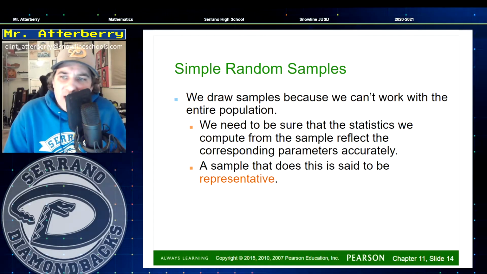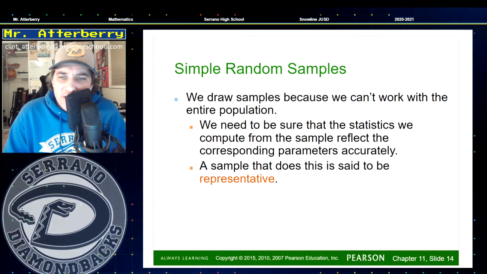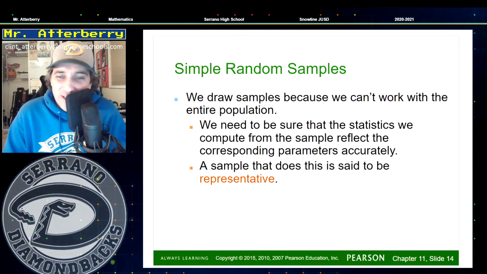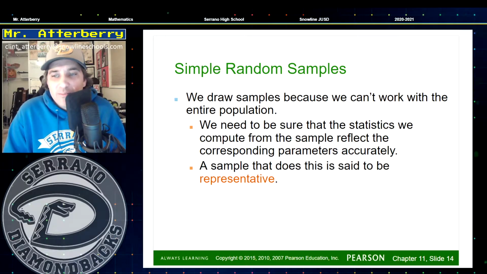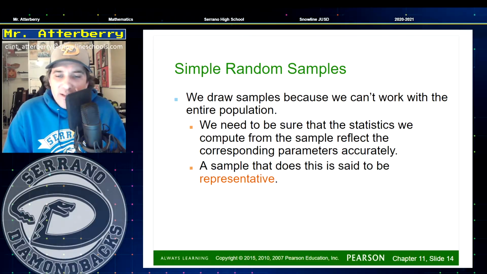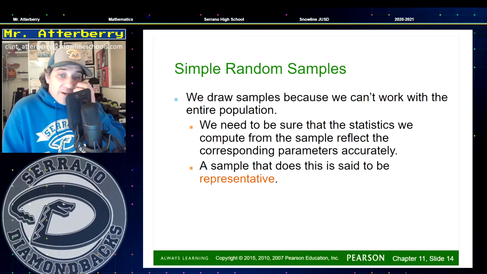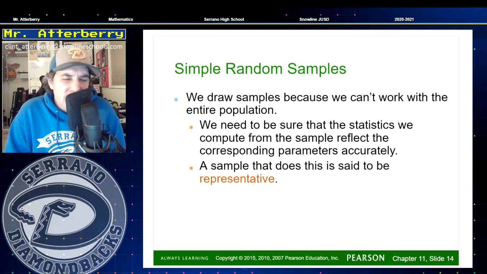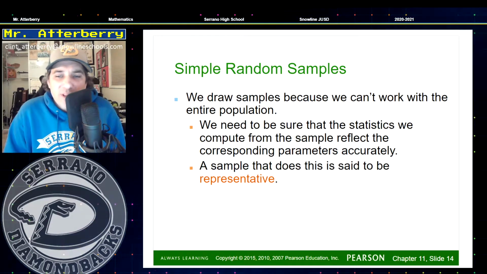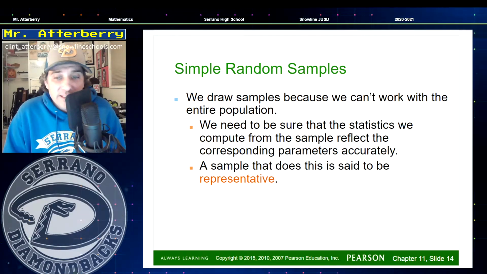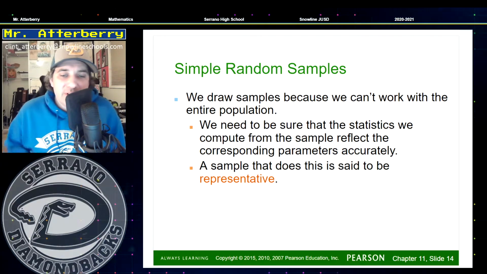We draw samples because we can't work with the entire population. We need to be sure that the statistics we compute from the sample reflect the corresponding parameters accurately. A sample that does this is said to be representative. So, we draw samples because we can't work with the entire population, right? When that sample actually reflects the population accurately, that sample is considered representative.